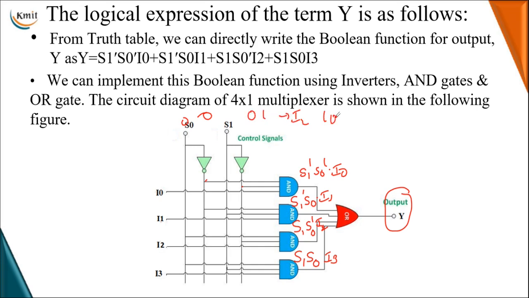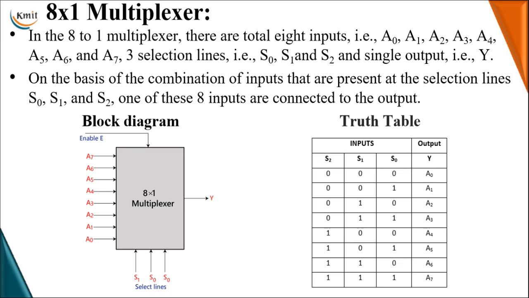If it is 1 0, I2 is transferred. If it is 1 1 on selection lines, I3 is transferred to the output. In the same manner, let me now construct an 8 by 1 multiplexer, which has a total of 8 inputs, A0 to A7.